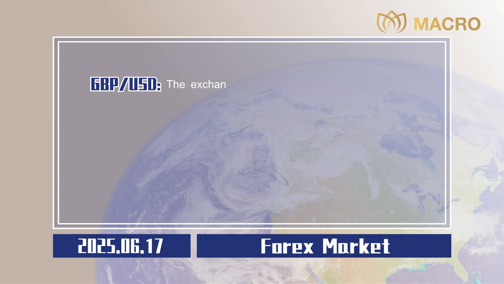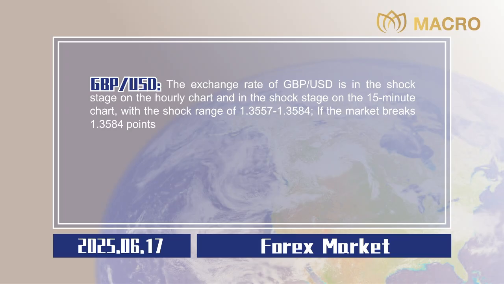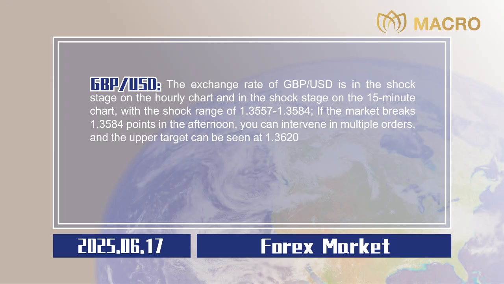Pound sterling to US dollar. The exchange rate of pound sterling to US dollar is in the shock stage on the hourly chart and in the shock stage on the 15-minute chart, with a shock range of 1.3557 to 1.3584. If the market breaks 1.3584 points in the afternoon, you can intervene in multiple orders, and the upper target can be seen at 1.3620 to 1.3660.